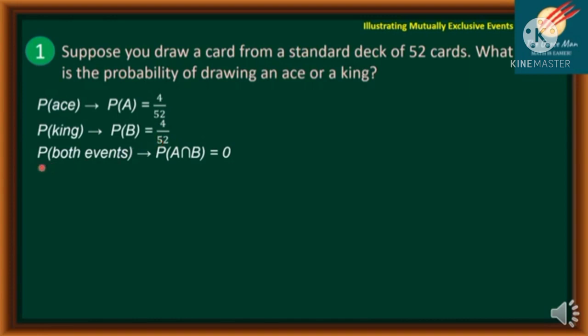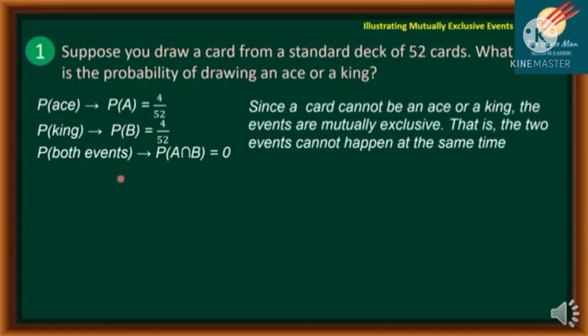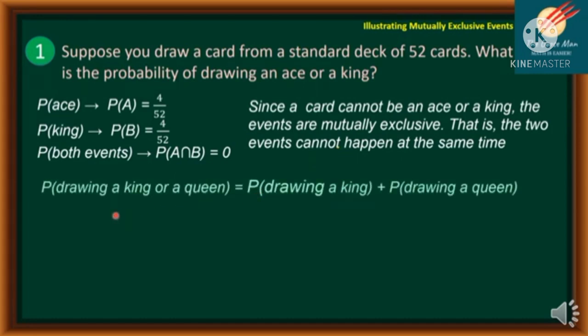Because there are 4 kings in the standard deck. So take note that the probability of both events is equal to the null set, since a card cannot be an ace and a king at the same time, so the events are mutually exclusive. That is, the two events cannot happen at the same time.